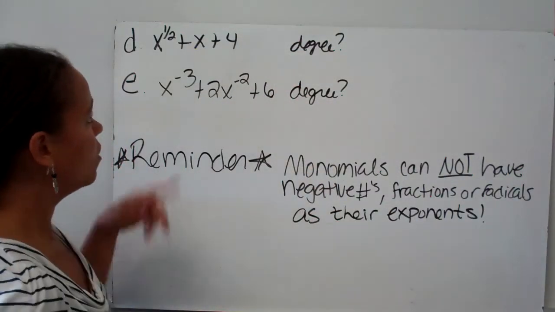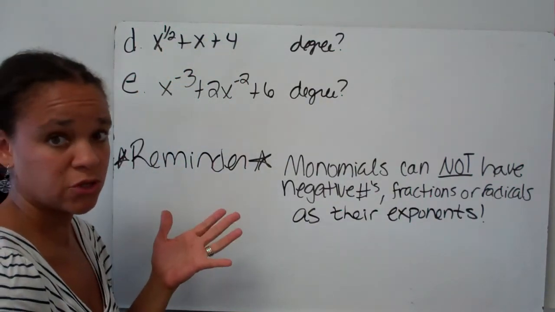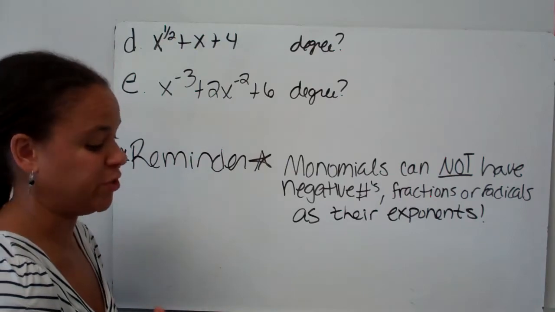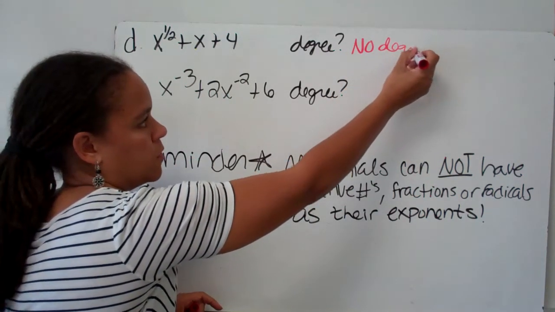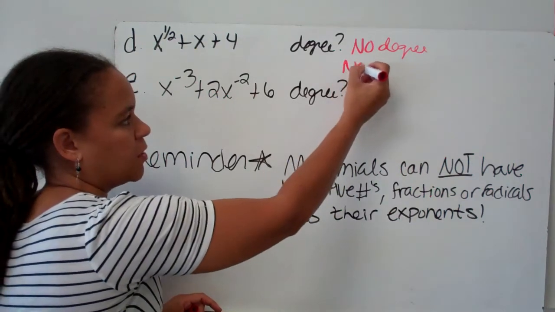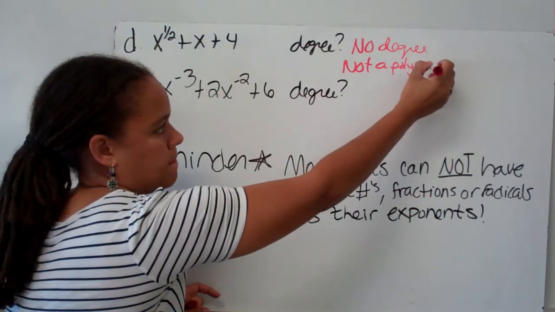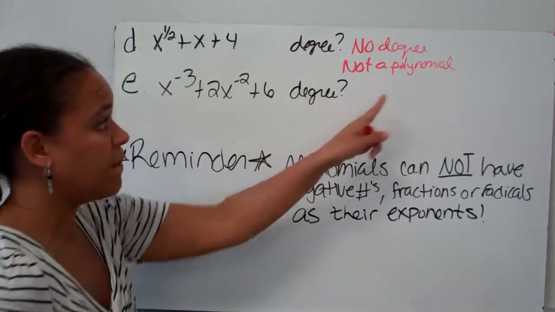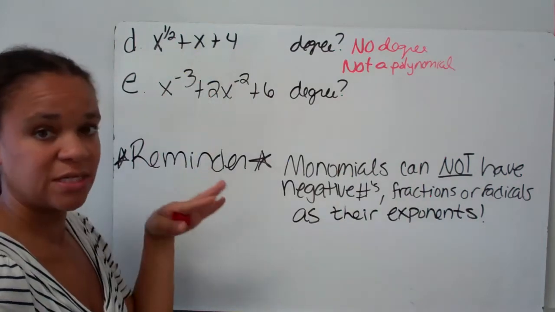What about here? x to the 1/2 plus x plus 4. Degree? Trick question. No degree. Why is there no degree here? Because this is not a polynomial. It's not a polynomial because the exponent has a fraction. So it is not a polynomial.